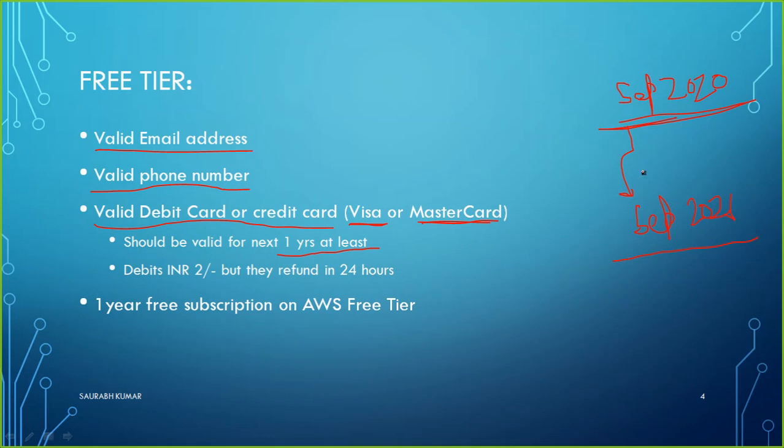Otherwise everybody will do what? They will create a user account, they will sign up with a card which is going to expire maybe next month. So where from is Amazon going to charge the money? How will they be able to trace you back? Because of those kinds of things, they look for a valid card. Valid card means a card which has a validity of up to the next 1 year.